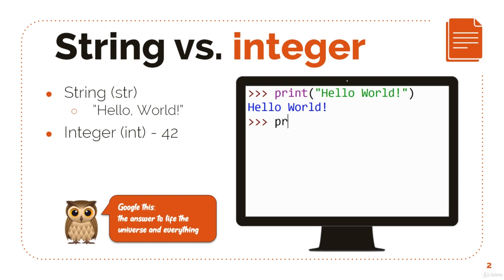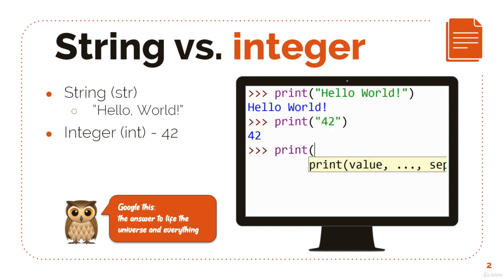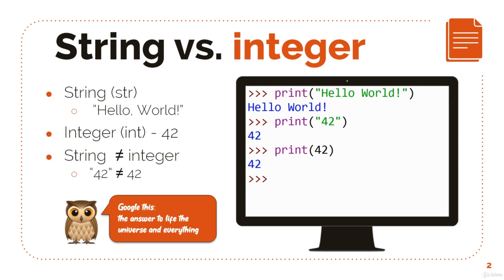Pay attention to the screen on the right. You'll see when we print string 42, we get 42. And when we print an integer 42, we get 42. Although strings and integers can seem the same, they aren't. A string 42 isn't the same as an integer 42 in Python. In the computer's memory, these two values are stored completely differently. Therefore, there are limitations in the way we can use both, which you will learn about later in this course.